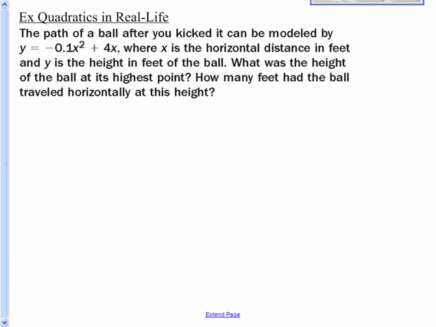How about the quadratic in real life? Projectile here. The path of a ball after you kick it can be modeled by this: negative 0.1x squared plus 4x. And there's no c value, if you will. So you see how this is in standard form here. x is the horizontal distance in feet, y is the height in feet of the ball. What was the height of the ball at its highest point?